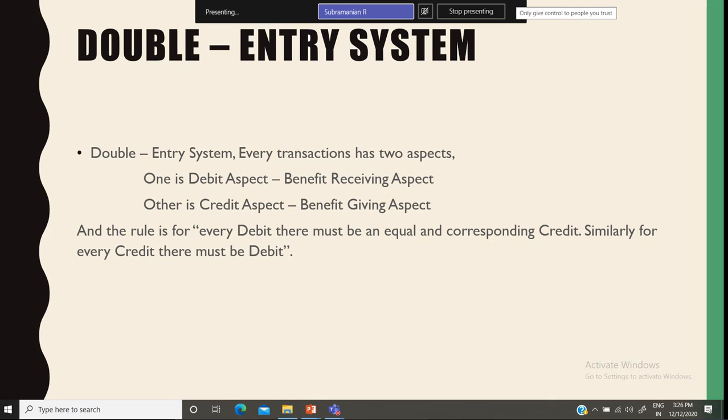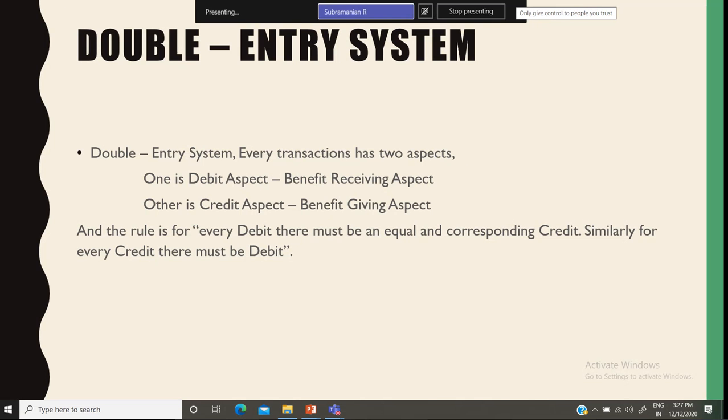Only small scale businesses, sole proprietors, with a very meager amount of capital, who don't have a large number of transactions or dealings, will maintain books of accounts under the single entry system. Many businesses will maintain their books of accounts based upon the double entry system.